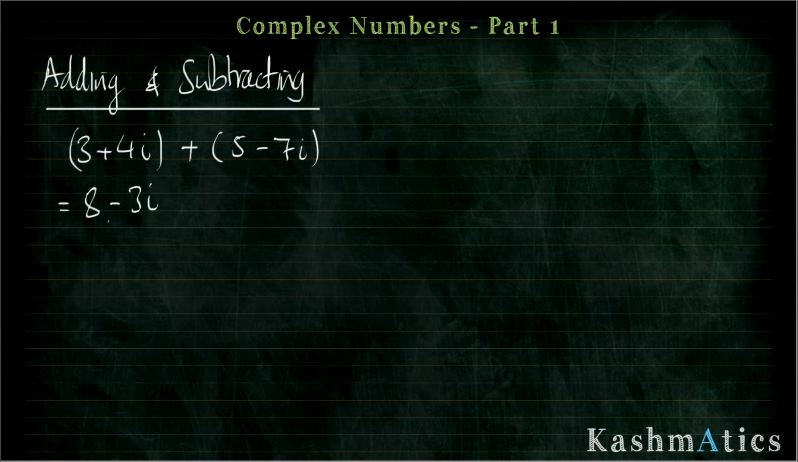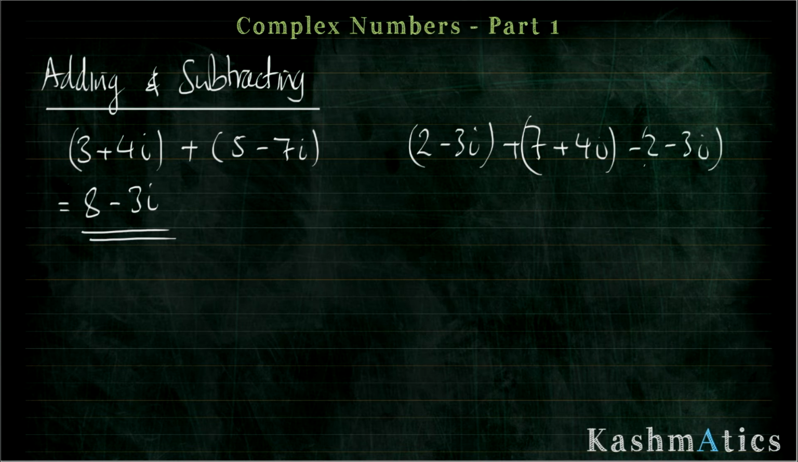I'm really not going to insult your intelligence by doing many more examples. I'll do one more, but it really is as simple as that. It's just like dealing with algebra. Let's just say I had 2 minus 3i, add 7 plus 4i, take away 2 minus 3i. Just be careful of your signs. So 2 plus 7 is 9, 9 add minus 2 is 7. Minus 3 add 4 is 1, 1 take away minus 3 is 4, so that would be 7 plus 4i. And it really is as easy as that. That's how you add and subtract complex numbers when they're in this form.